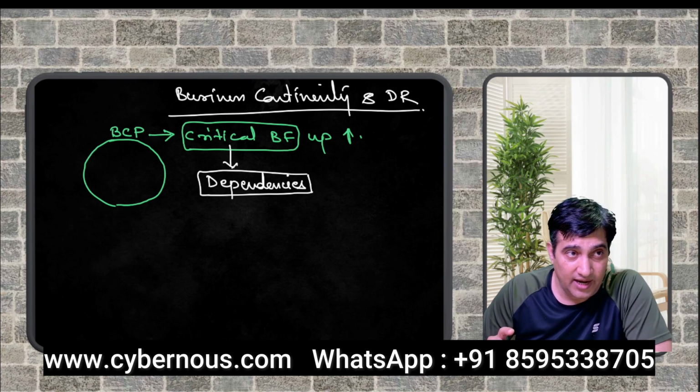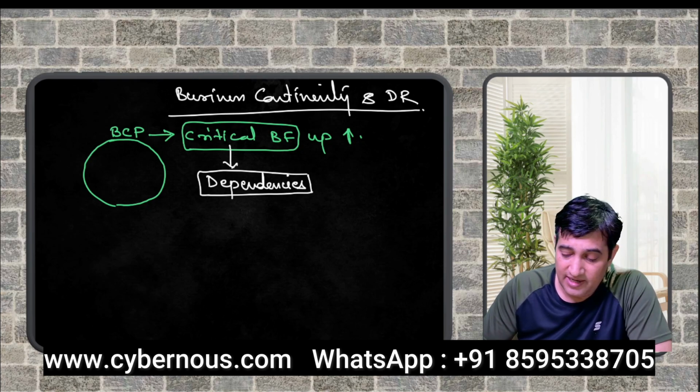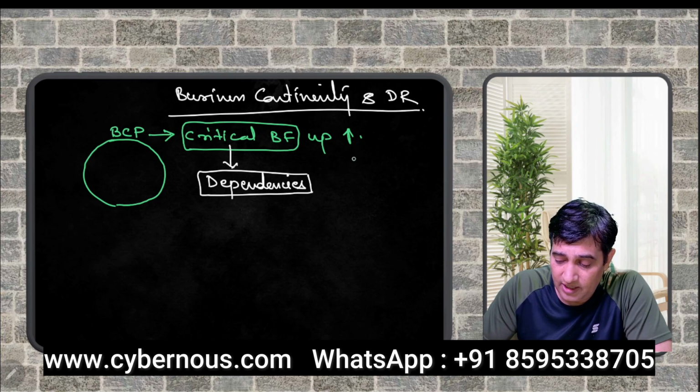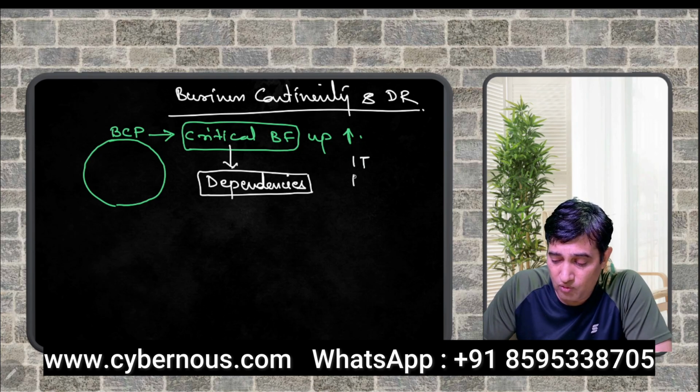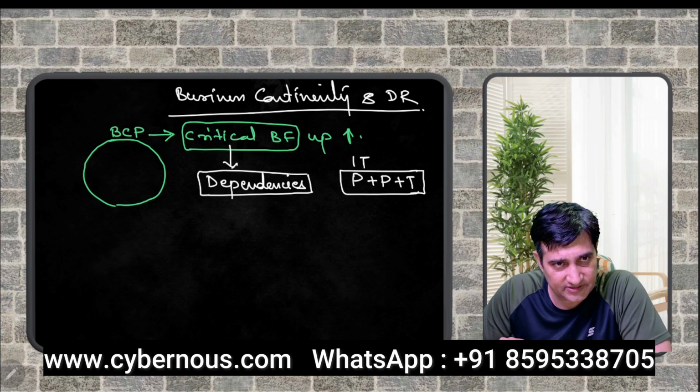Sometimes we don't care for it, but sometimes a small dependency can lead to the entire business function being down. So you not only have to think about the critical assets, you also have to think about dependencies as well. And also one very important thing, it is not only your IT thing, I would say. It is all about people plus process plus technology. It has to be implemented in all three directions.